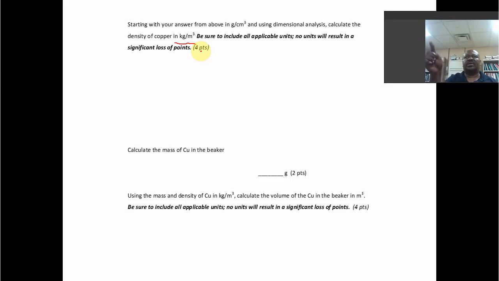So grams to kilograms, centimeters cubed to meters cubed. At the end of the day, you'll have some number that says kilograms per meters cubed. And then here, in your weighings, you'll have weighed some copper filings, some copper foil of some kind, in a beaker. Find the mass of the beaker, find the mass of the beaker plus the filings, and with that find the mass of the filings. And then with that, you're asked to calculate the volume.